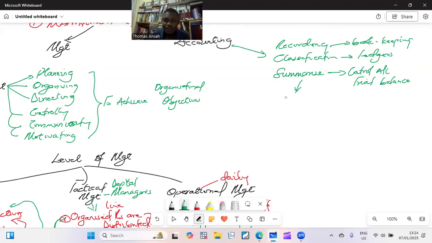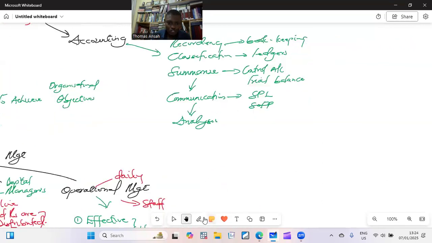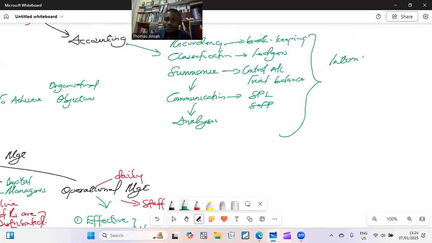After you have summarized them, you need to communicate to us. So there is communication. You are going to tell us the statement of profit or loss or the statement of financial position, the balance sheet. So where we are. Then, in fact, you need to analyze it for us. Some put the analysis before the communication. That's fine. All these things you are doing, you are going to help us do that for both internal and external purposes.